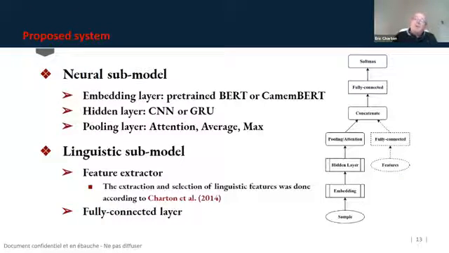The proposed system was made of two models, one with the hidden layer of CNN, one other with GRU. For the embedding layers, we use the pre-trained BERT and CamemBERT. This is a French adaptation of BERT. And we added a linguistic submodel. This linguistic submodel extracts some features, meaning that there is a selection of specific characteristics of the text. In the context of recipes, it's interesting because you can see what are the ingredients that are very interesting. And we test this linguistic submodel to see if the neural model is able by itself to detect the ambiguity, or if the linguistic features can improve it.